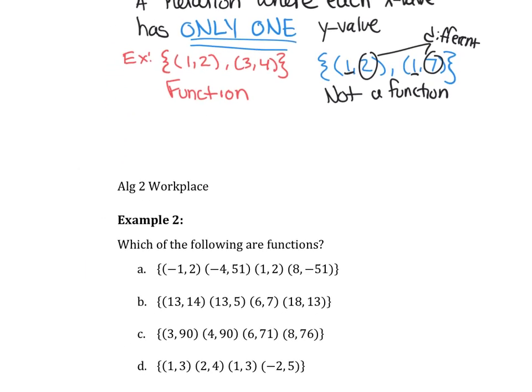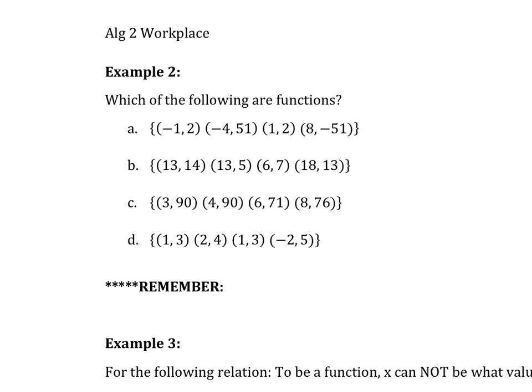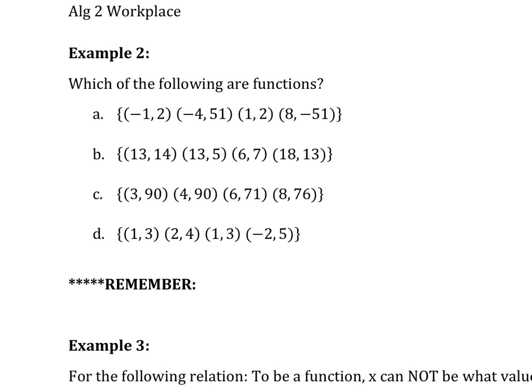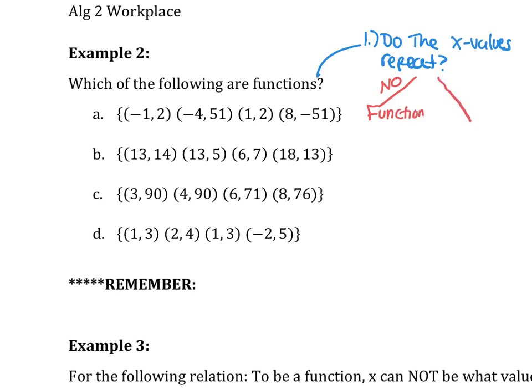Okay, let's do an example. So this is just going to be practice identifying if a relation is a function or not. So again, to determine if it's a function, we're going to have a checklist. The first thing you're going to do is ask yourself, do the x values repeat? So is there any x value that occurs multiple times? If the answer is no, then it's a function. If the answer is yes, then you have to ask yourself, does it have the same y value?